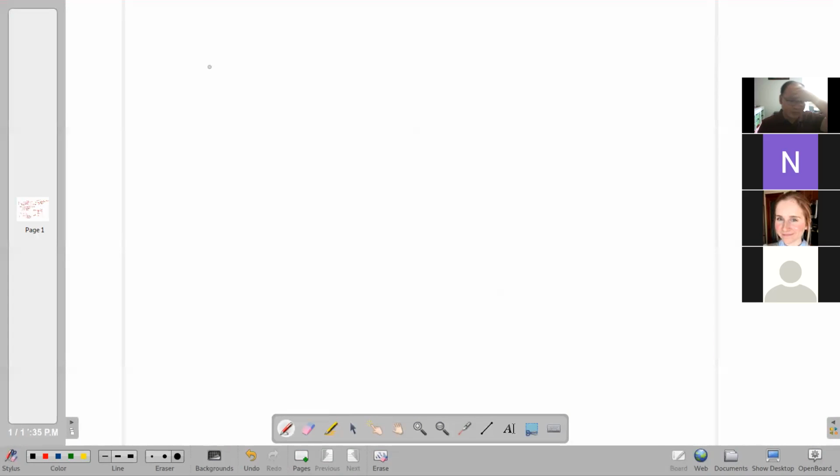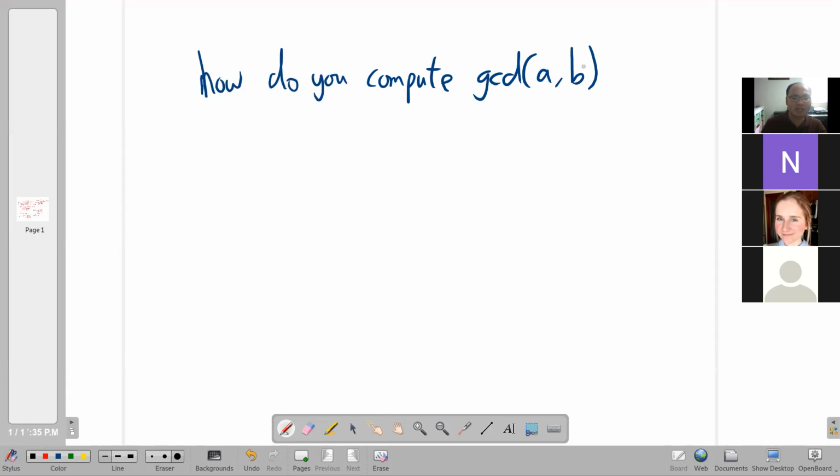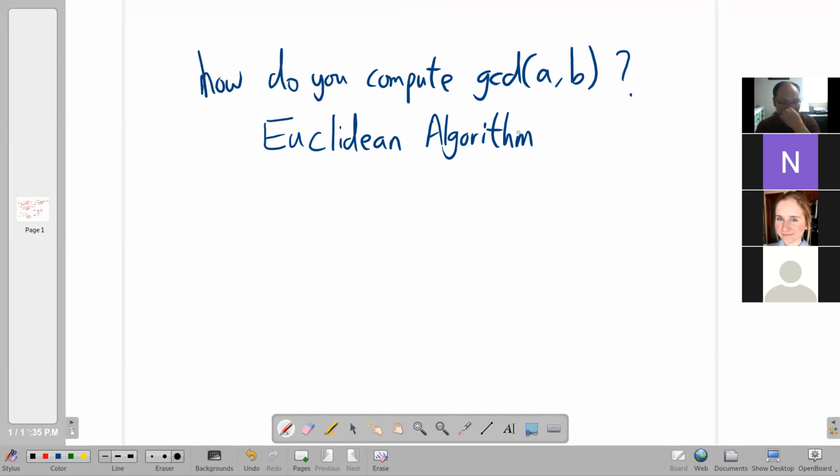The first thing that you might say is, well, how do you compute the GCD of A and B? You give me two numbers, A and B. How do you get the GCD of A and B? You should have seen this in possibly 1820, and if not, maybe other courses like Math 2000. It's called the Euclidean algorithm. And the idea, should I just write some?